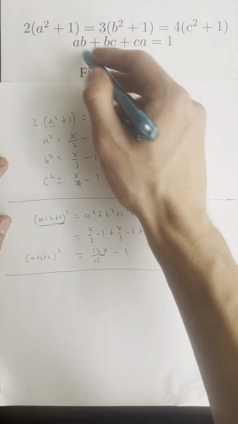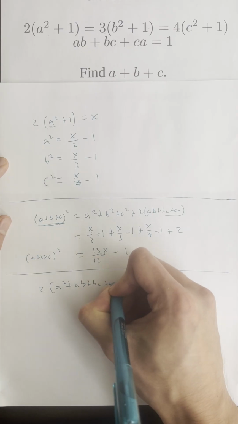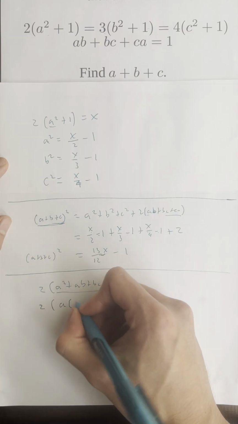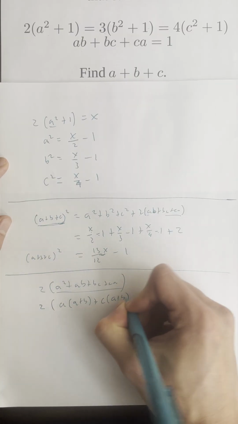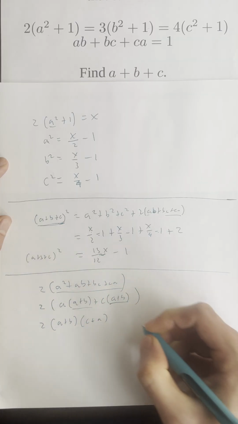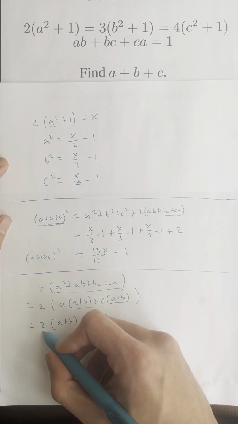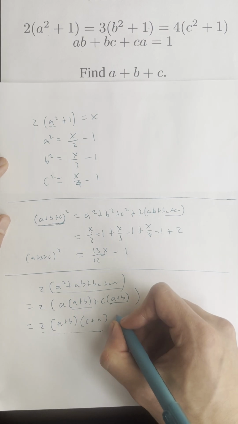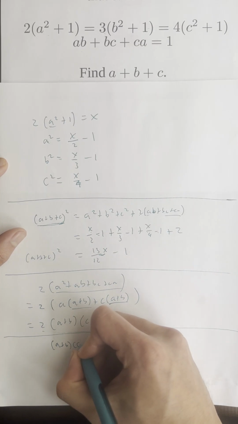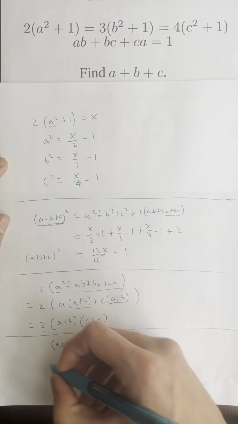All right, so if I plug this in for 1, it's going to turn into 2 times (a squared plus ab plus bc plus ca). And this is factorable. So it's going to be 2 times (a plus b plus c) times (a plus b). Okay, and then we can just take this out. So this is going to be equal to x, but I'm going to write (a plus b) times (c plus a) is equal to x over 2. We'll do this with the other equations, and I'll explain why in a second.